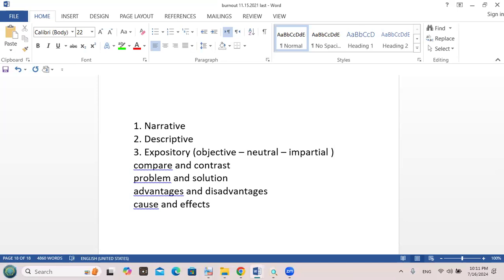For example, in a descriptive essay, you can say that my mom is the best one ever in the world, she's the best mother ever. Why? Because she's your mom. So descriptive writing can be subjective. What does subjective mean? It means personal. This is your opinion. It doesn't have to be fact. You got it? But expository has to be objective.